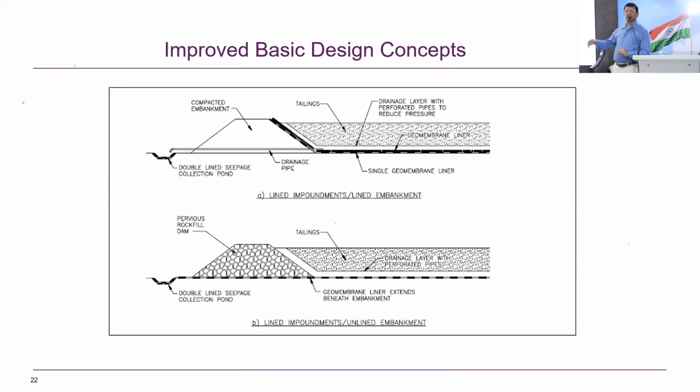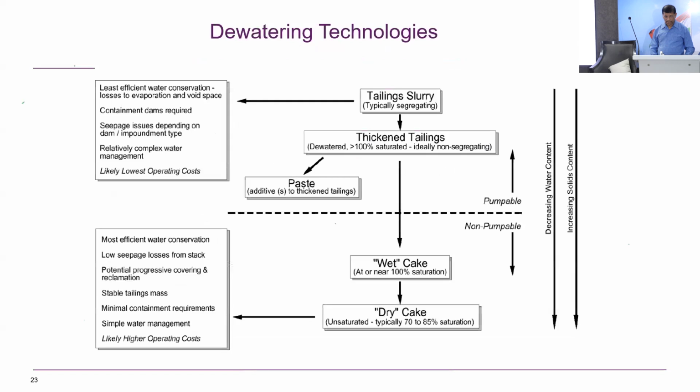In the liner, I think yesterday they were showing, our system is a double liner, because we know that there will be some seepage. Between the liners, we put some material also. In the first liner, there will be some leakage, so it can be collected and go there. So we put a double liner system. Those are the improved concepts.